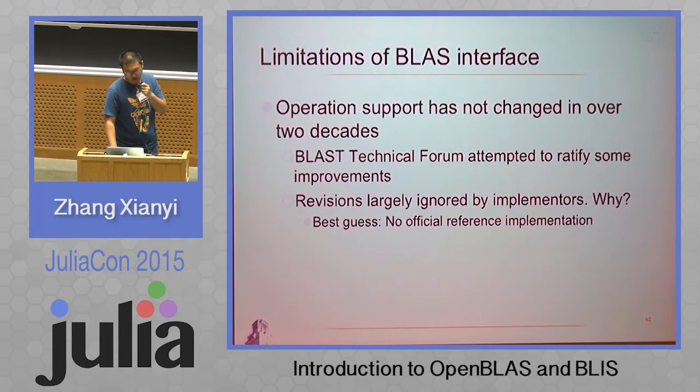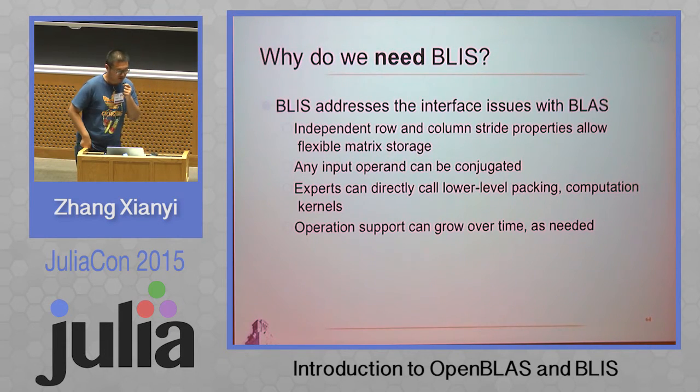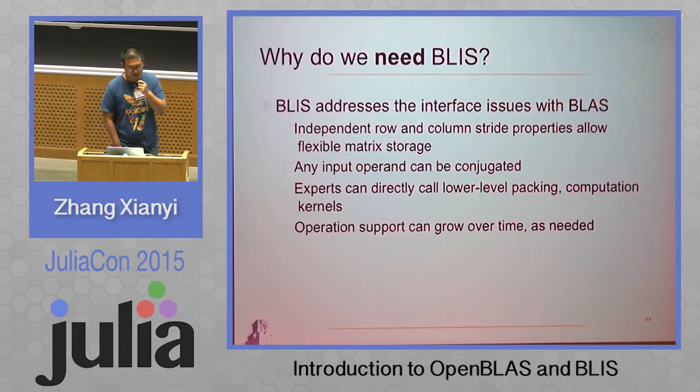So we just introduced the BLIS library for this purpose. BLIS addresses the interface issue. Independent row and column stride properties allow flexible matrix storage, and any input can be conjugated, and the expert can directly call the low-level packing and computation kernels. Operation support can grow over time as needed.